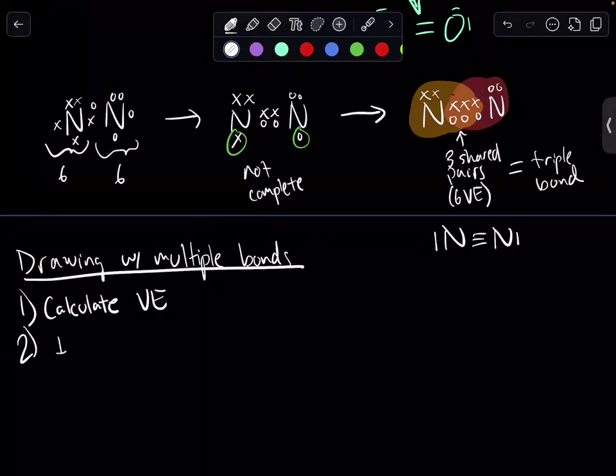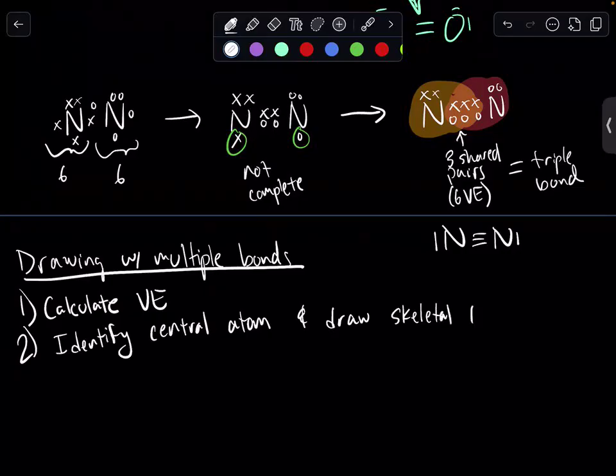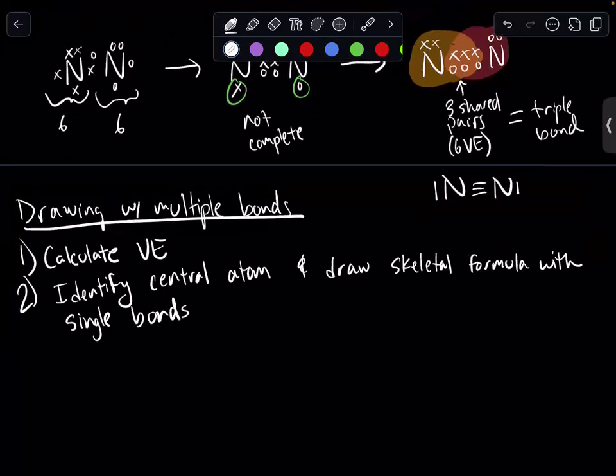With step 2, identify the central atom and draw the skeletal formula with single bonds. So it's still the same step here. We still only use single bonds in our skeletal formula. We're not going to predict double and triple bonds yet. Step 3 is to add remaining valence electrons. And then step 4 is check structure.